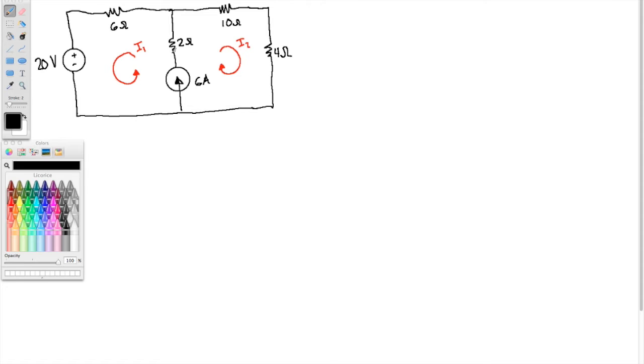Now, a question you might be having at this point is, which one of these is going to be our unknown? Remember, the number of equations that we need was the number of meshes minus the number of current sources. So there are 2 meshes and there is 1 current source. So for this example, we need 1 equation and 1 unknown.